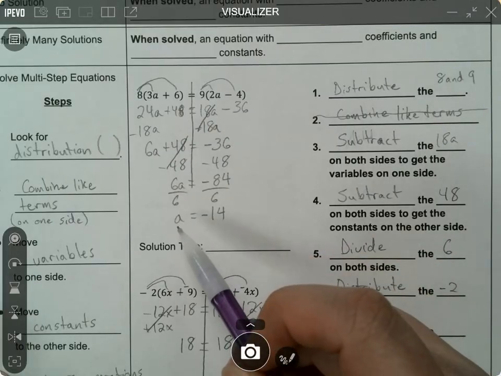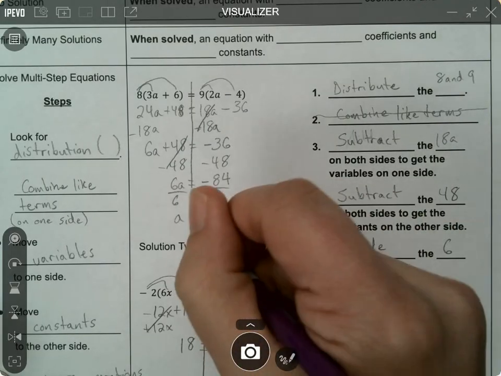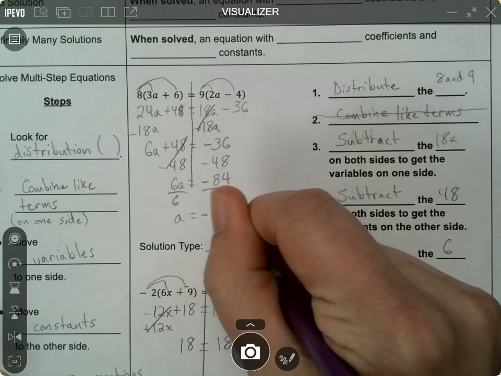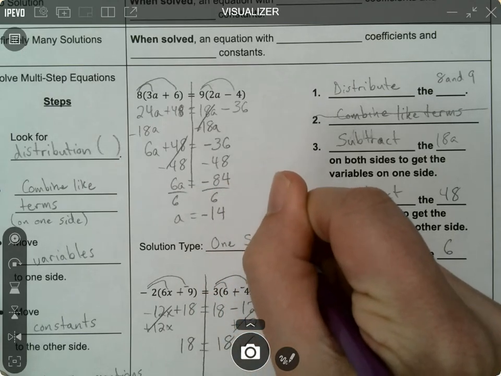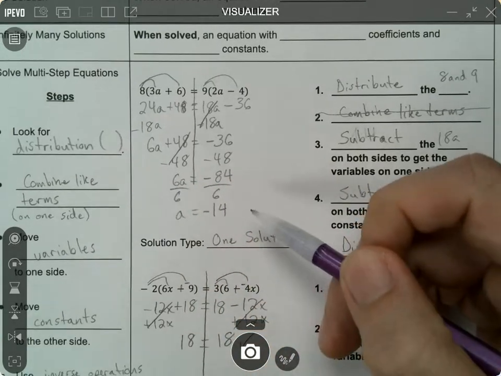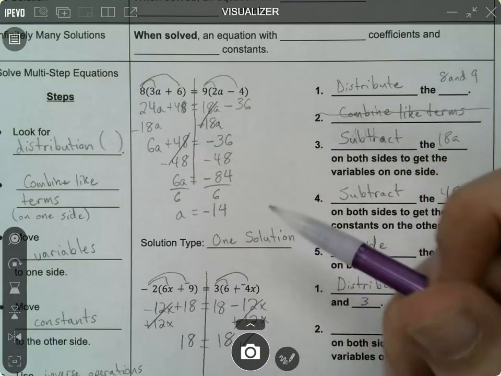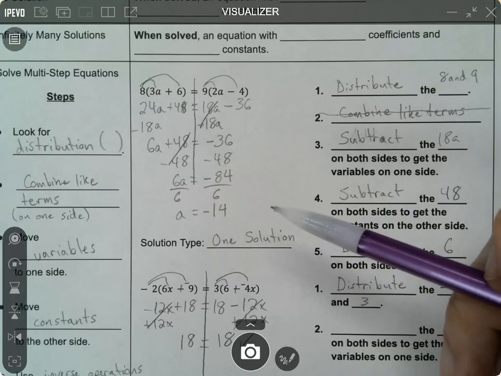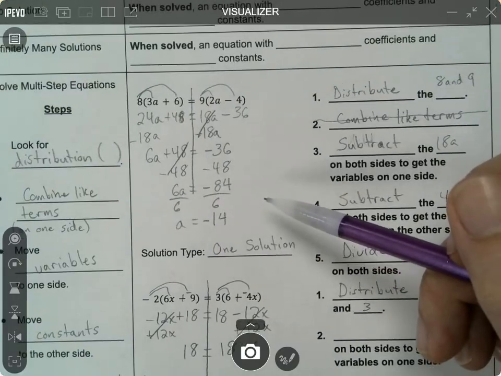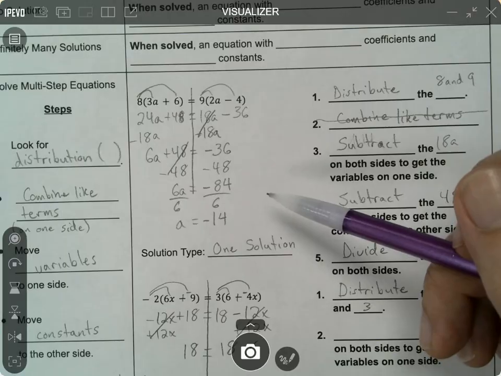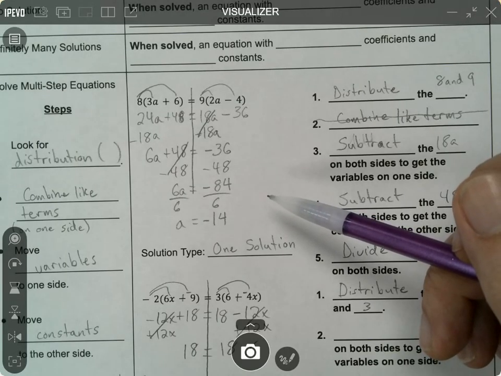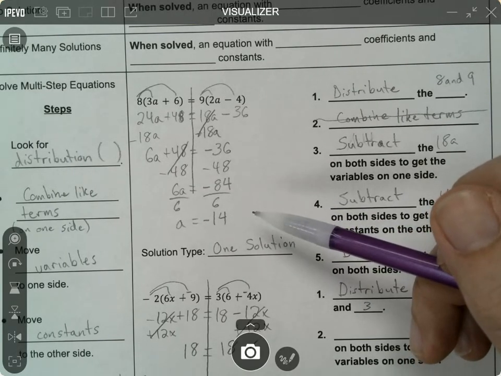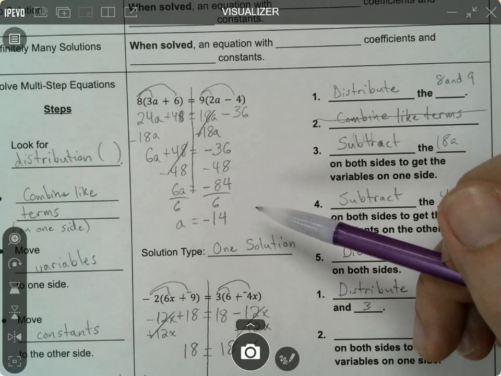When you have a variable equal to a constant, this solution type is one solution. Okay? You've been doing these since you've been solving equations. Up until today, one solution equations is the only type of equations that you have worked, whether it be one step, two step, multi-step, variables on one side, variables on both sides, you've been dealing with one solution. As of today, there are more solution types than just the one solution.